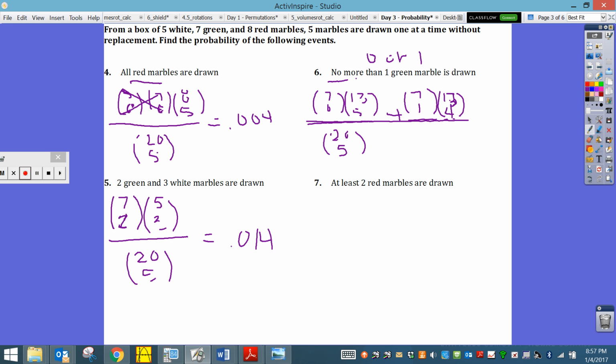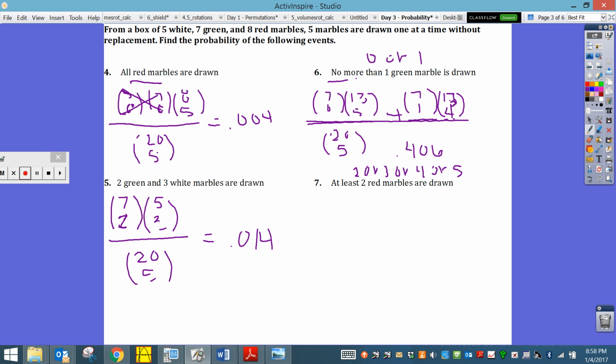On number 6, no more than 1, okay, that answer, when you type it in, should have been 0.406. Okay. At least 2 red marbles are drawn. Okay, so here we're looking at least. That means that we could have 2 or 3 or 4 or 5. Okay. That's a lot of probabilities to add up, and it sounds like too much work. So I don't want to do it. Okay? Anytime it's too much work, I'm going to figure out another way to do it.